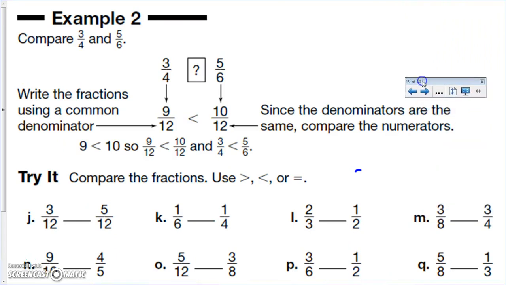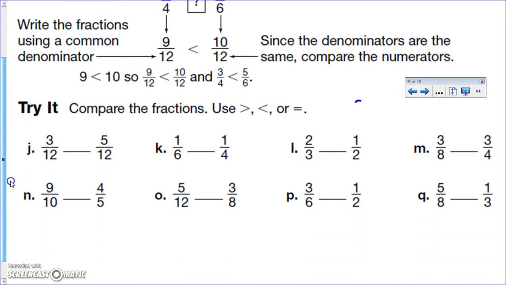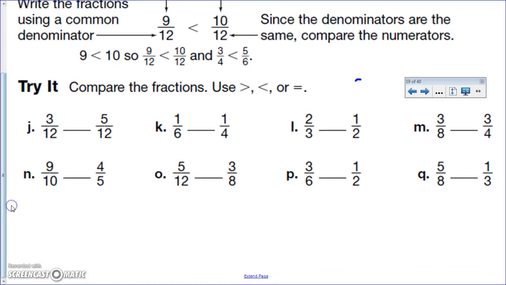For example 2, we need to compare 3/4 and 5/6. So write the fractions using a common denominator, and then you can compare. The other way to do it is to use what's called cross multiplying, and you can use whichever method works the easiest for you, and I will show you both as we go through the problems here.